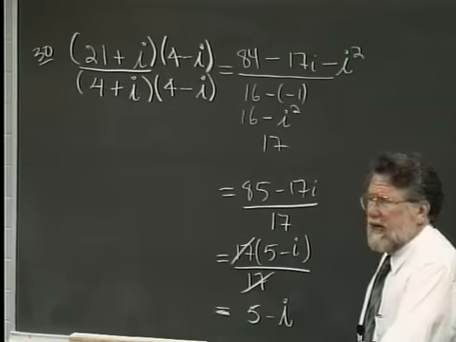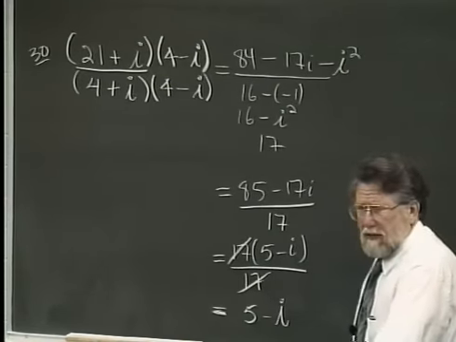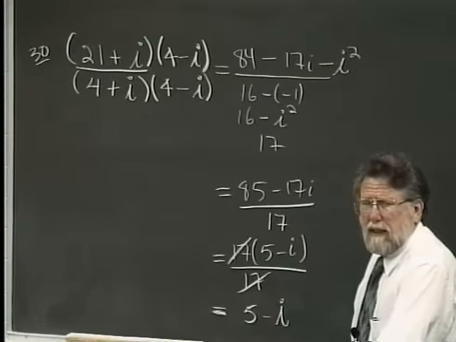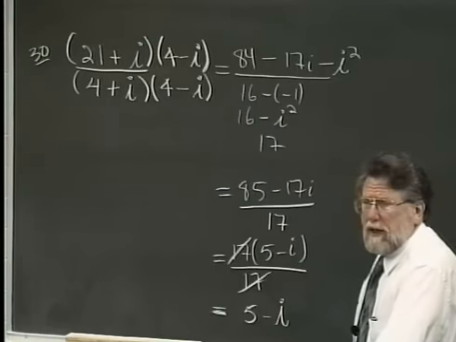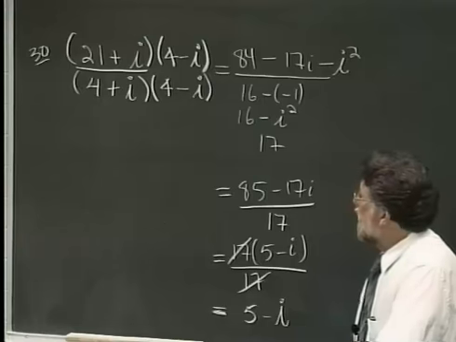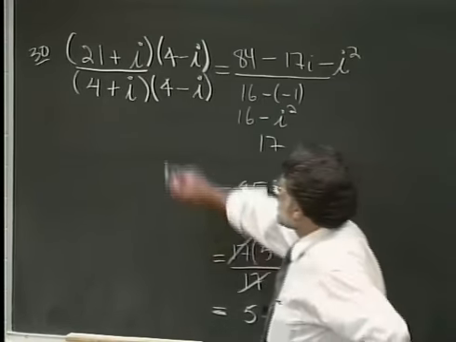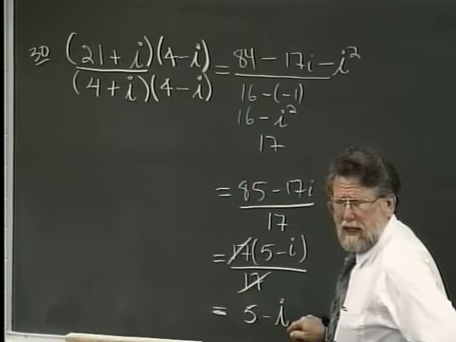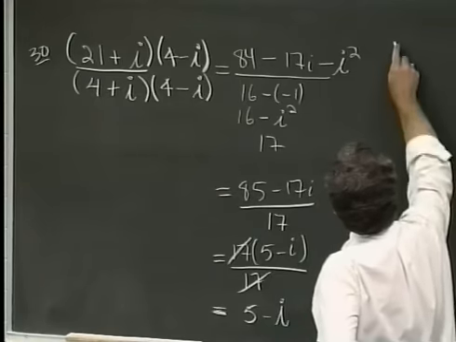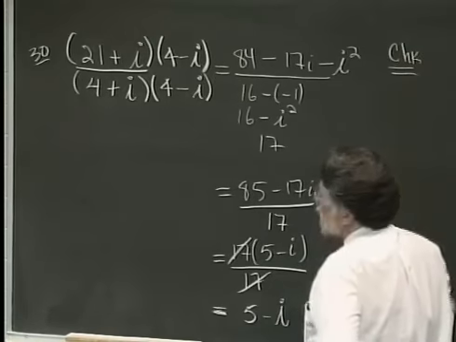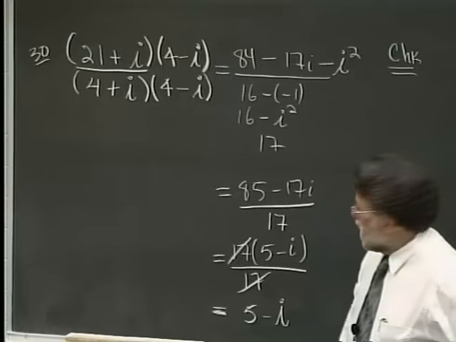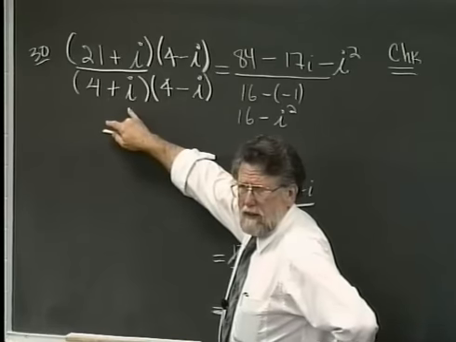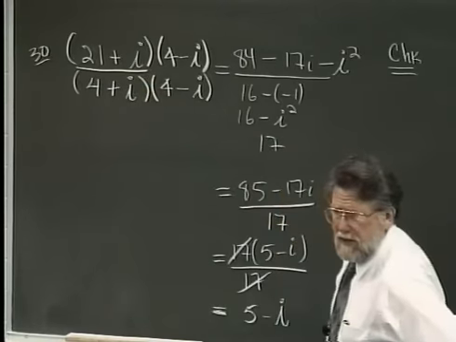Now, one of the things that is talked about in the text, and I haven't said much about this, and it was part of the homework last night. If you get this answer from doing a division problem, what we're saying is if you divide 4 plus I into 21 plus I, you're supposed to get 5 minus I. And so you would have a check on this. So if you want to check your work, just as it's done with the arithmetic of real numbers, if I multiply this answer times the divisor, I should get what I had in the numerator.